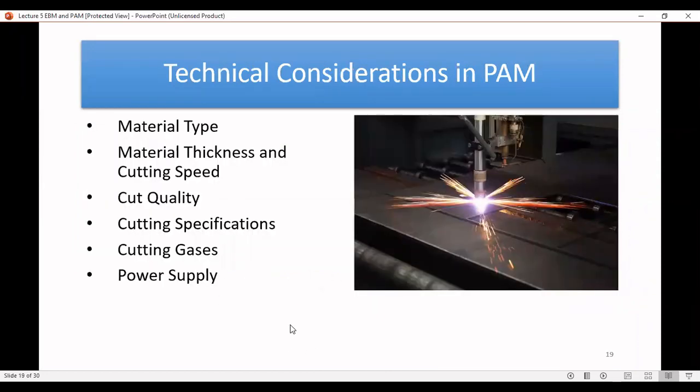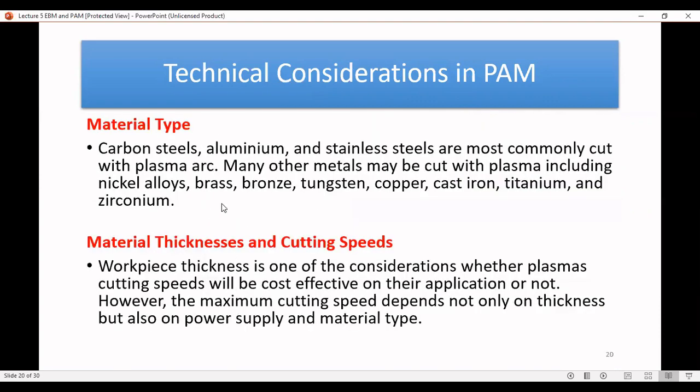Okay, technical considerations for plasma arc cutting. There are a few technical considerations that we will go through one by one: material type, thickness, cutting speed, cut quality, and so on. For material type, carbon steel, aluminum, and stainless steel are the most commonly cut with plasma arc. Many other metals may be cut with plasma, including nickel alloys, brass, and so on. So this particular process can cut a wide range and variety of materials.